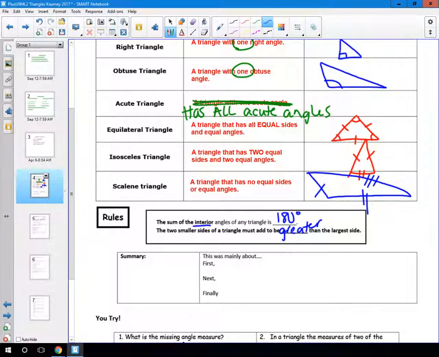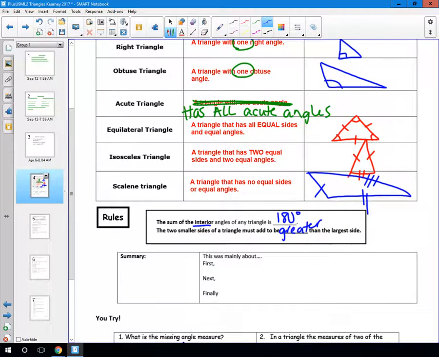Okay, so if I had 3 different lengths and I wanted to make sure it formed a triangle, I would take the 2 smaller sides and make sure that those are greater than, not equal to, but greater than the larger side. Okay, so let's use these 2 rules to help us solve a few problems.